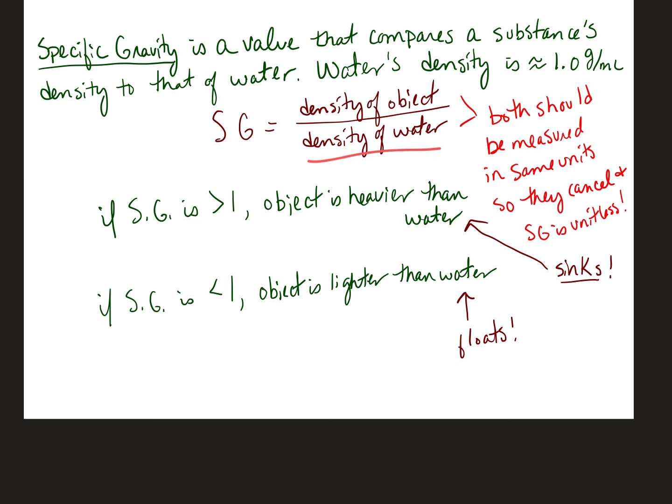But in general, if you have a specific gravity that's greater than 1, then that object is heavier than water. It should sink in water. And if you have a specific gravity less than 1, that object should be lighter than water and it should float.